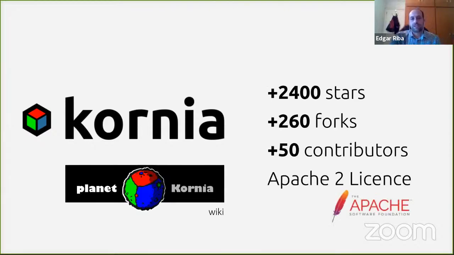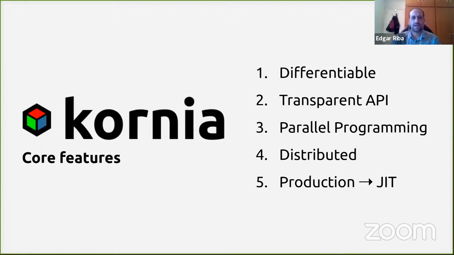Right now, the project, as the name says, is an open source library. It's open source and it's on GitHub. It has an Apache 2 license, and right now it has up to 2,400 stars on GitHub, more than 200 forks. We have more than 50 contributors, and it's been used by several projects right now. So let's talk about the core features of this library.